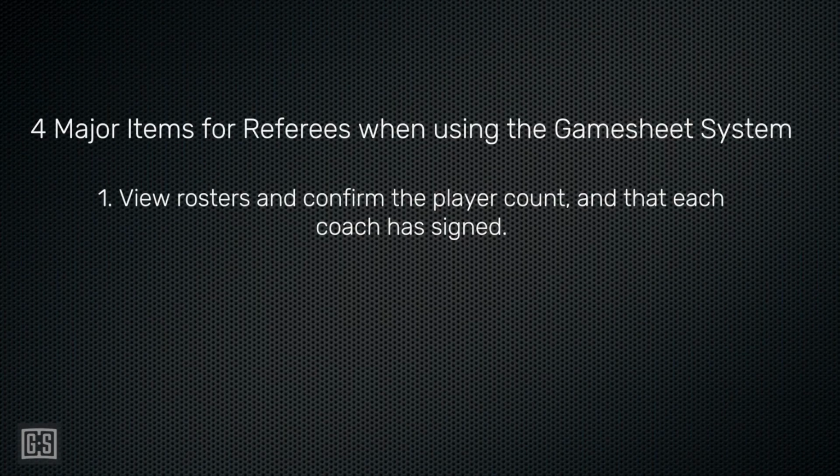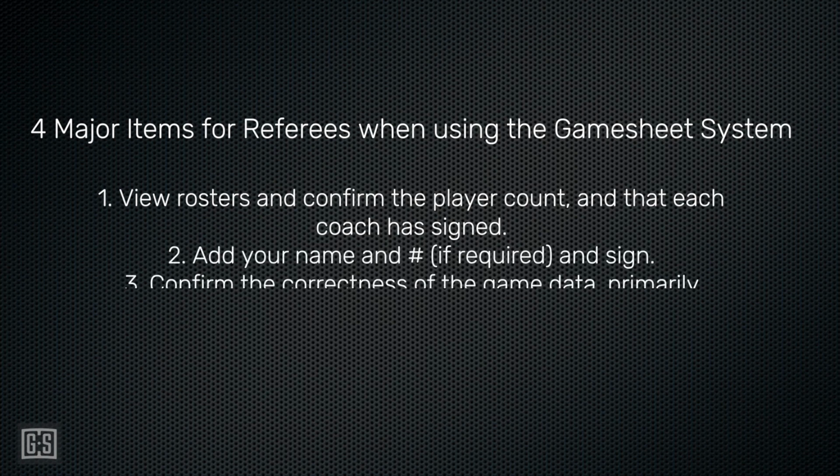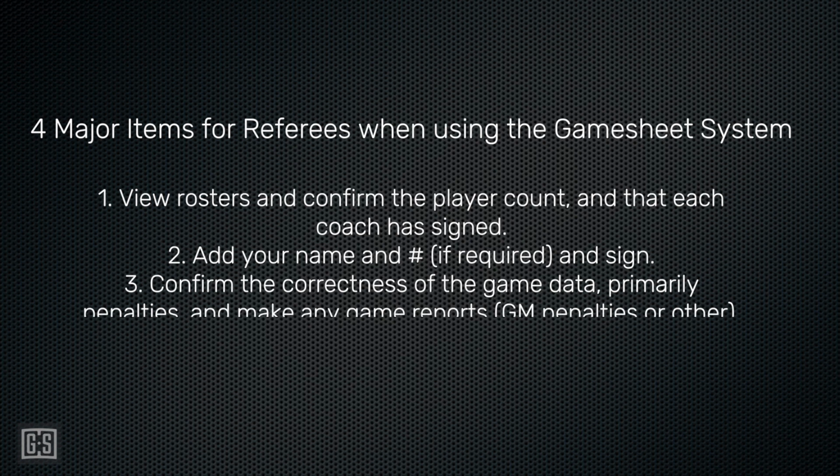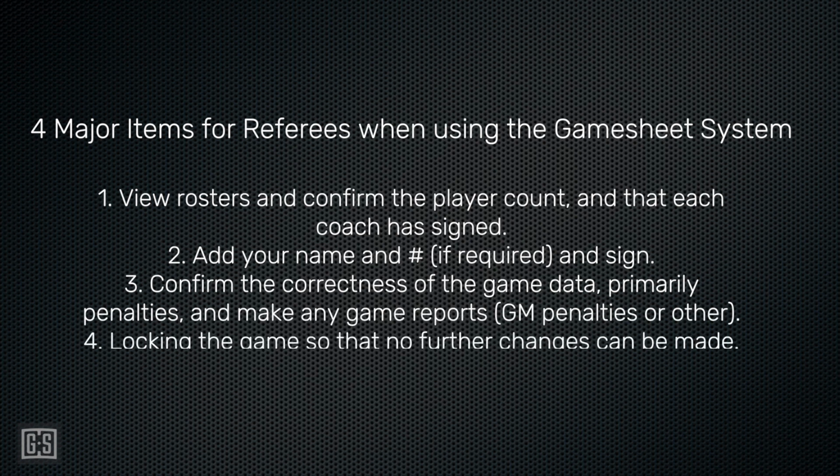There are 4 major items for referees to be aware of when using the Gamesheet system. 1. Before the game, confirm the player count and that each coach has signed the game sheet. 2. Adding your name and number if required, and signing your name. 3. Confirming the correctness of the game data, goals and penalties, and making any game reports, such as a note on a game misconduct penalty. 4. Locking the game so that no further changes can be made and the game is ready to be uploaded to the cloud.